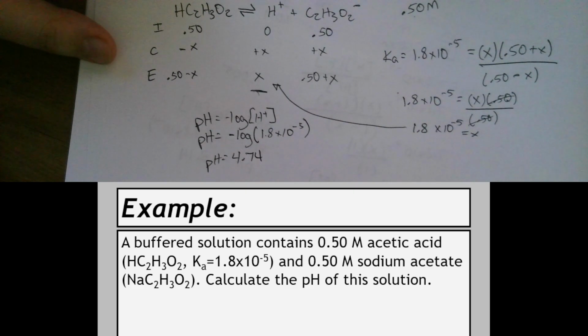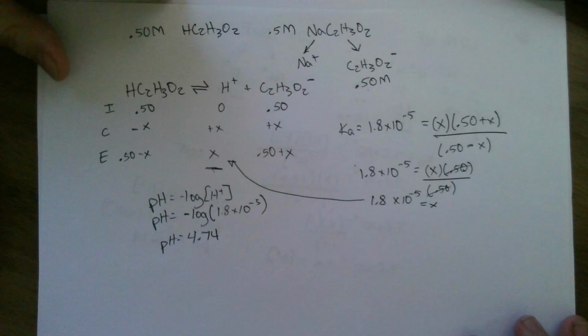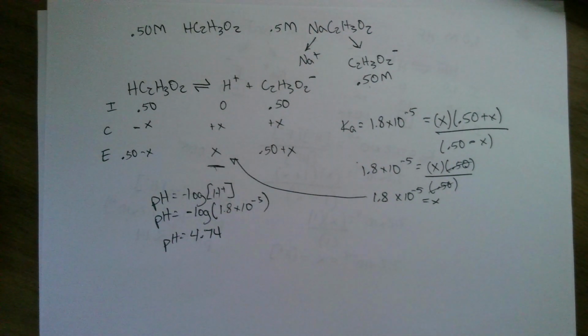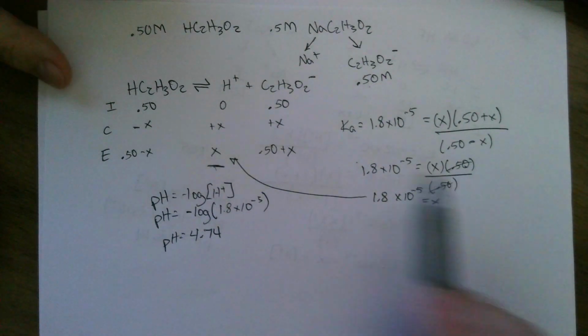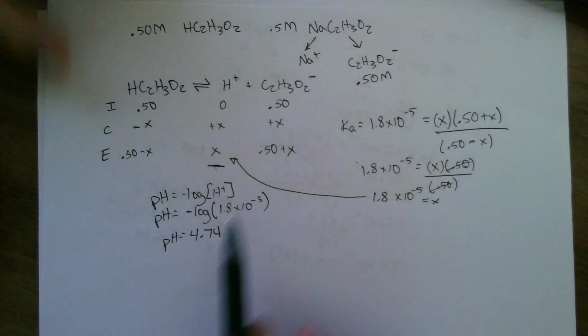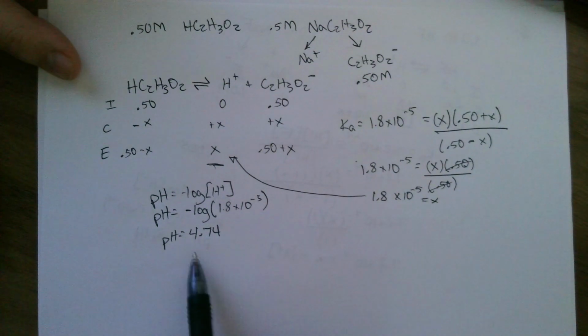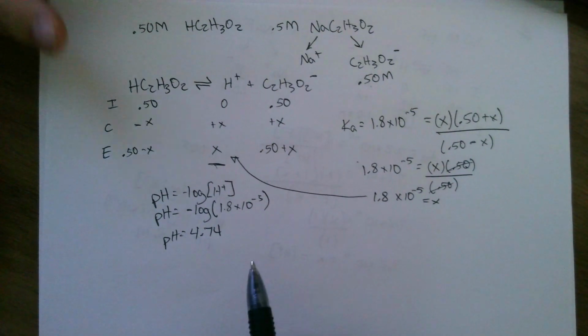So this isn't very different from what we did before. I'll show you the whole problem here. This is essentially solving a weak acid problem. It actually makes it slightly easier because you're able to get rid of this plus X because it's negligible. The pH of this system, this buffer, would be 4.74 with these conditions.